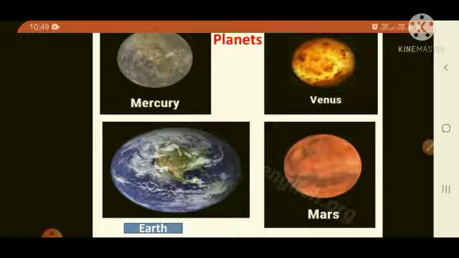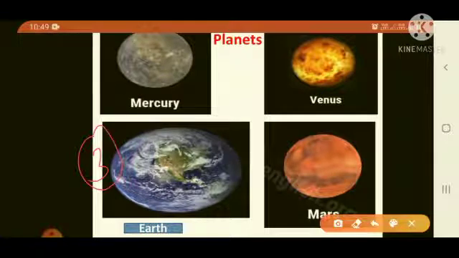Next, third one, Earth. Earth is neither too hot nor too cold. It has water and air that contains oxygen. It is the only planet with life on it.